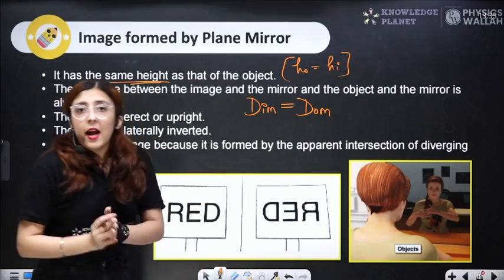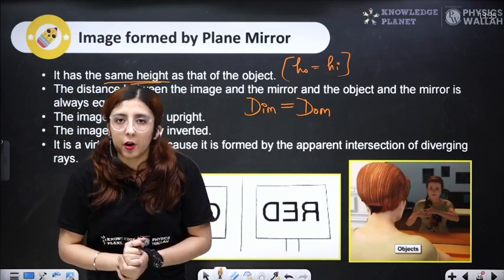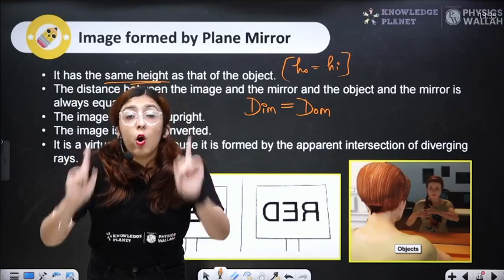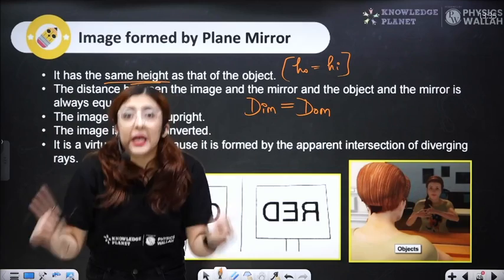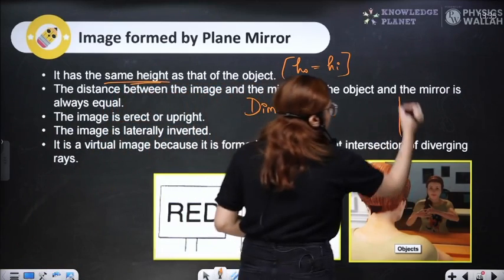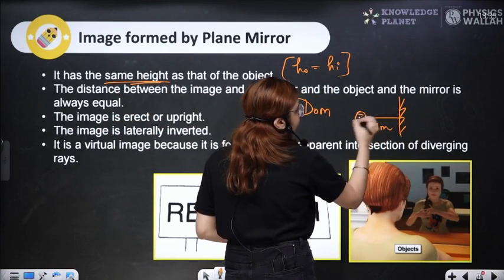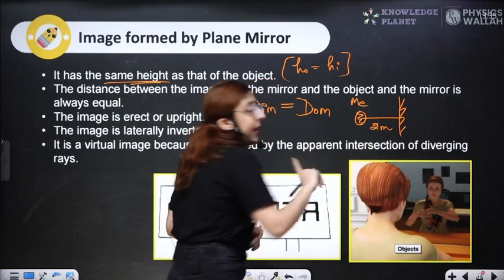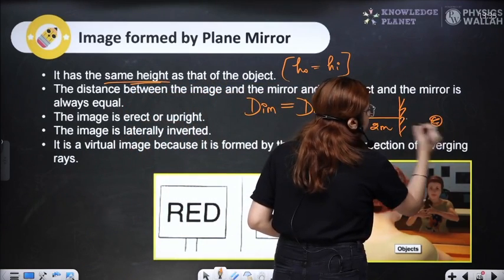Now understand this. If I am standing 5 meters away from the mirror, my image will also be 5 meters away from the mirror, not from me. So over here, if I am 2 meters away, that's me, 2 meters away from the mirror, of course my image will be 2 meters away from the mirror.